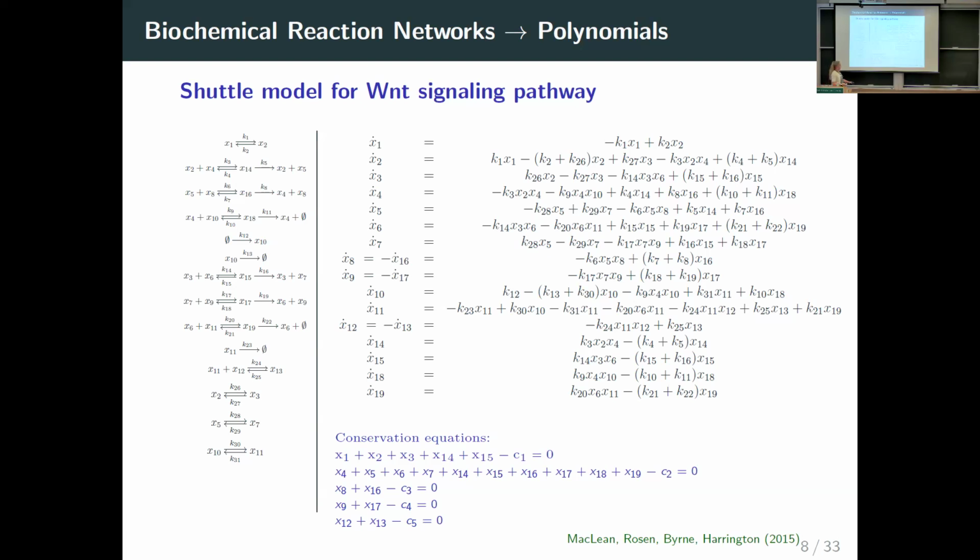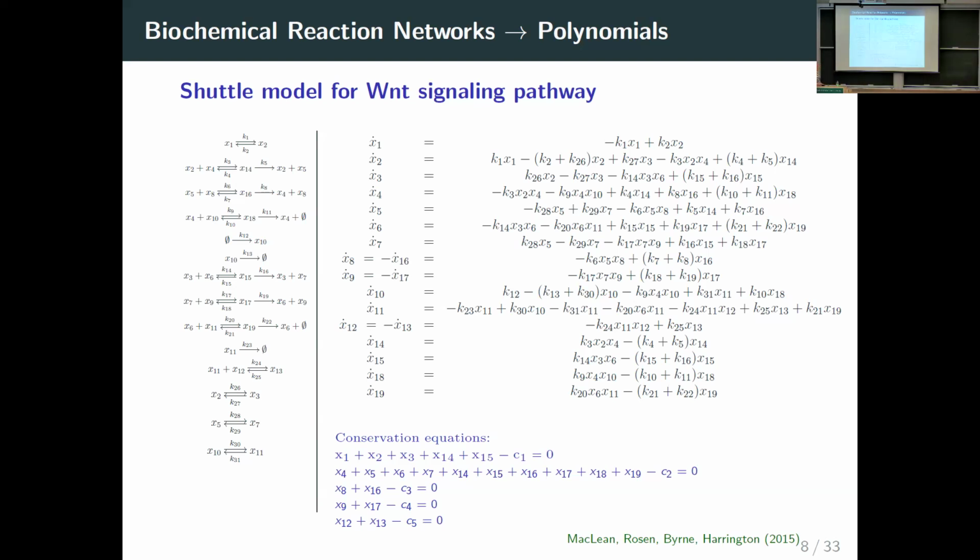This appeared in this paper by McLean, Spirosen, Helen Byrne, and Heather Harrington. The network is over here on the left, and on the right we have that ODE that we can read off like a recipe. In the first example I had just 3 species and a couple of reactions. And now, in this particular case, I have 31 reactions and 19 species. So my polynomial system is growing, and we need tools to handle this.